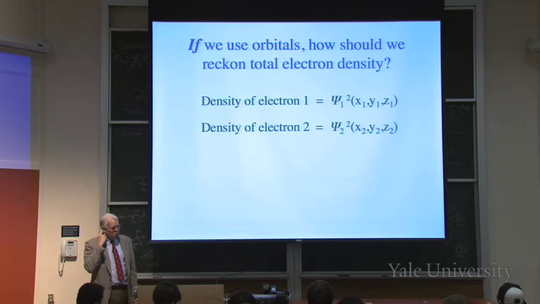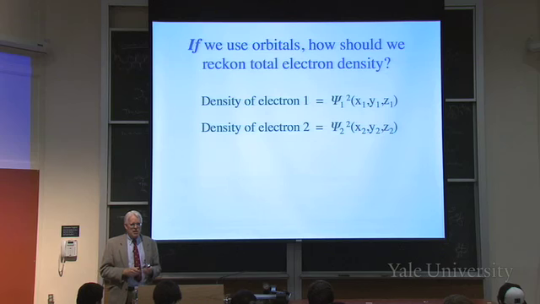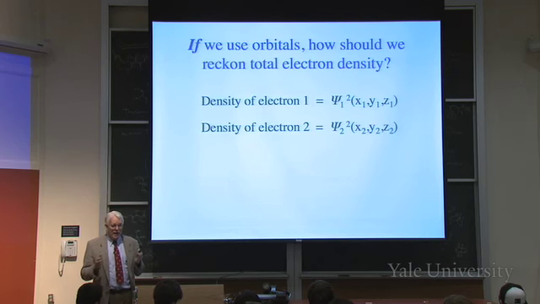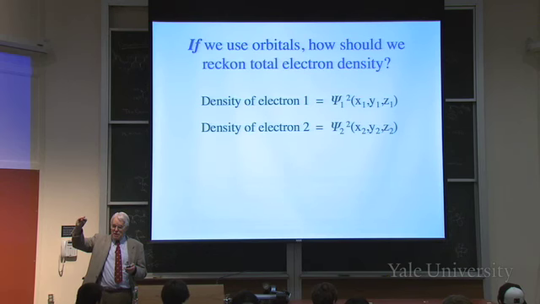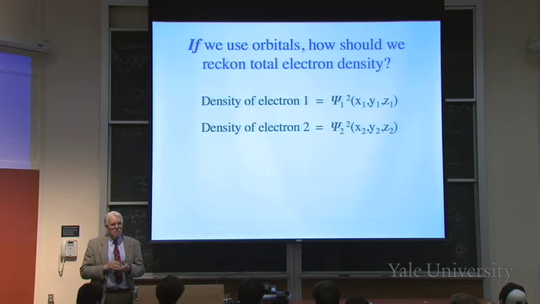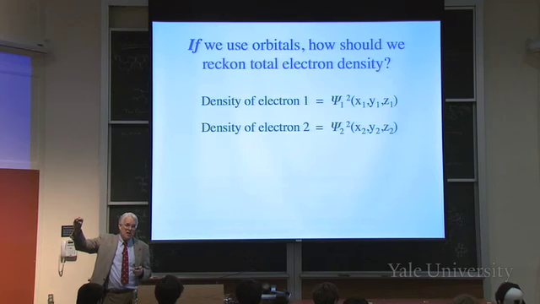Now, if we use orbitals, how should we calculate the total electron density? Well, we have two one-electron wave functions. We know the density of electron 1 at this position by squaring its wave function. We know the density of electron 2 at that position by squaring its wave function. How do we get the total electron density at that same position? How would you get it? You know how much of electron 1 is there, its probability density. You know 2. How do you get the total? Ilana?